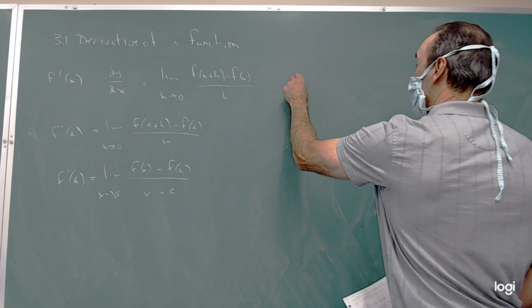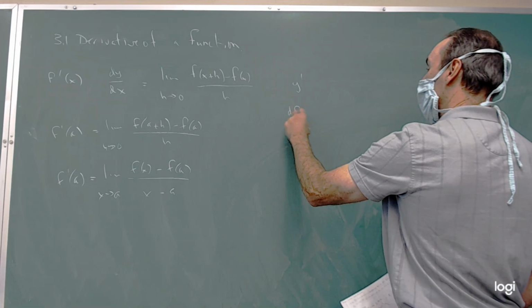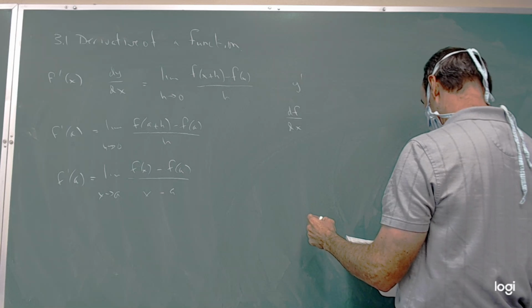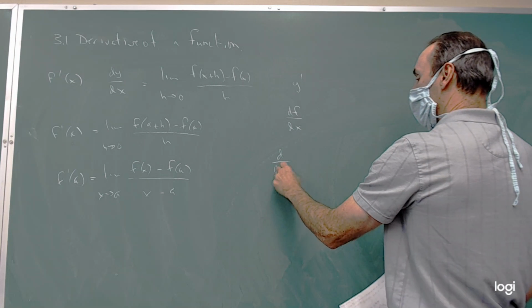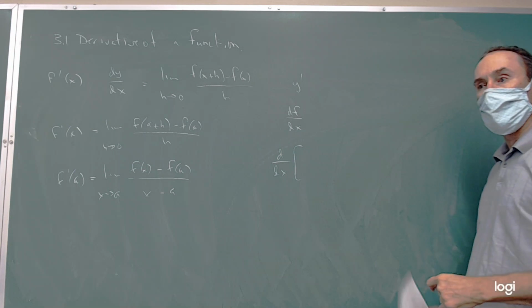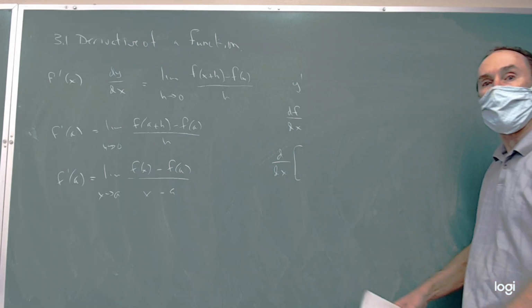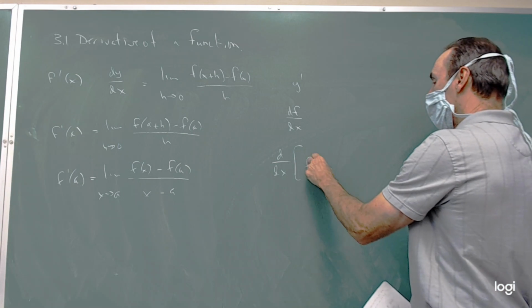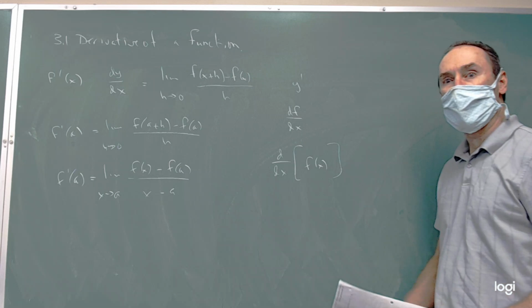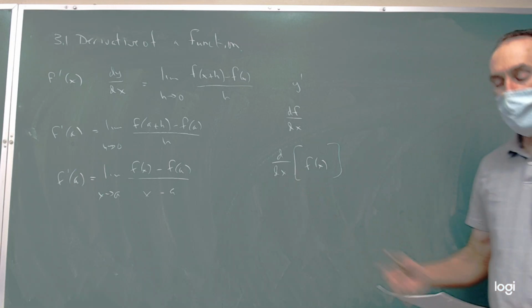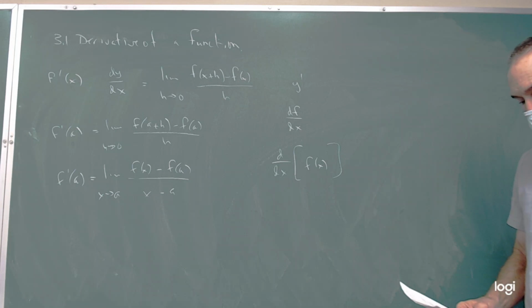And of course we also have y prime. We can use df dx. We use this notation d dx of to show we're taking the operation of taking a derivative. So you might do something like that. It shows differentiation as an operation.